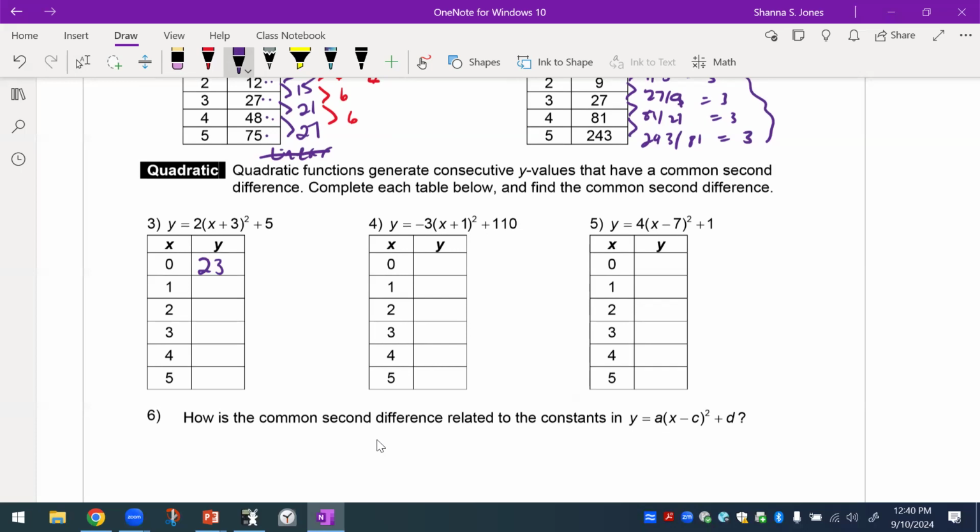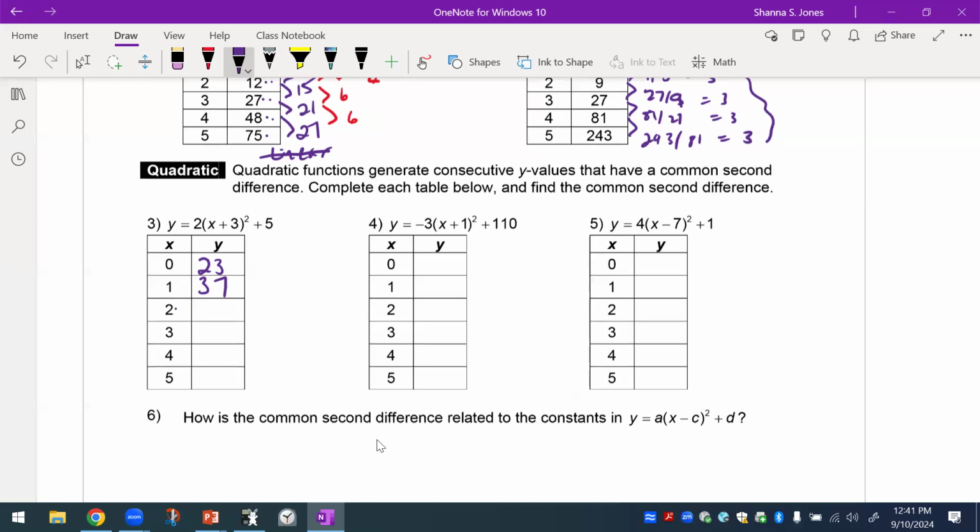Ready? We're going to substitute 1 in. 1 plus 3 is? 4 squared is? 16 times 2 is? 32 plus 5 is? 37. We're doing it. All right, next. Hold on. These are our x's, and these are the values we input. These are our input values. Right? Are we still good?